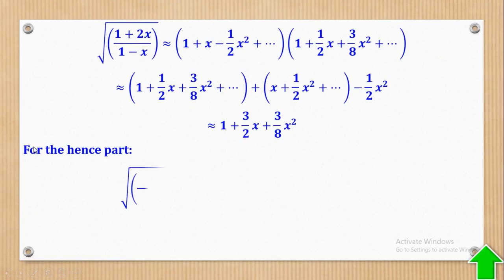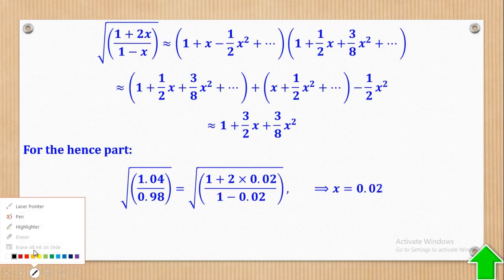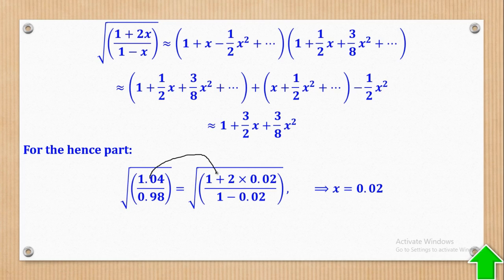So I shall do some algebra here. You realize that this one, 1.04, is the same as 1 plus 2 times 0.02. Why? Because we want to express it in this form. 1 here, then this 2 is here, meaning that now the x is 0.02. Similarly, down it is 1 minus x. Therefore, this one is the same as 1 minus x, but we already saw that x is equal to 0.02, so we put it here.